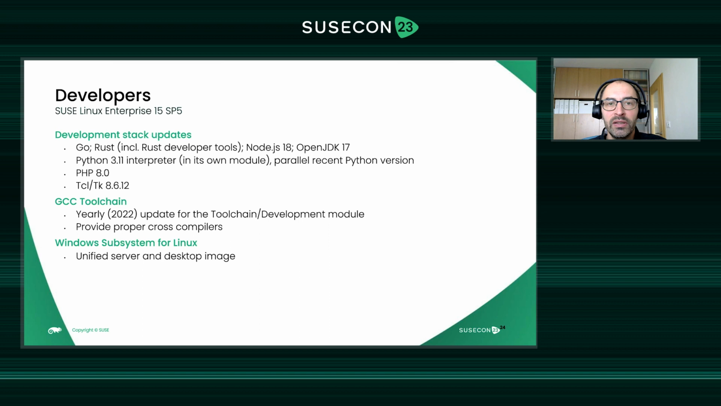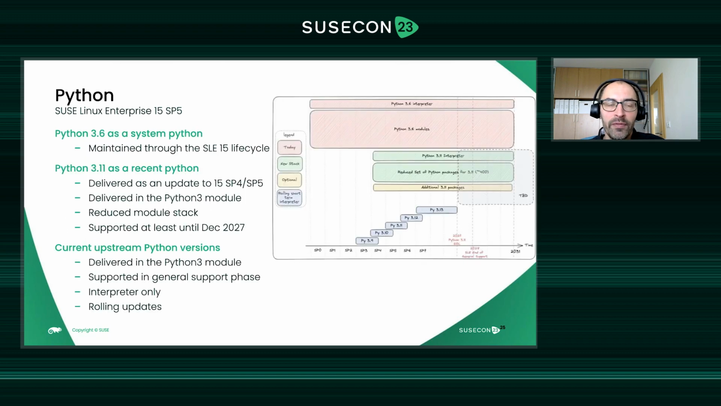We are updating the toolchain, which we are actually doing yearly. So another yearly update for the toolchain development module. And this is to provide the latest environment for those who want to use it for building their specific applications. And WSL also is getting improvements to simplify using SLES in Windows environments. So we have unified server and desktop into one image, which you can now get from the Windows Store as it was there before.